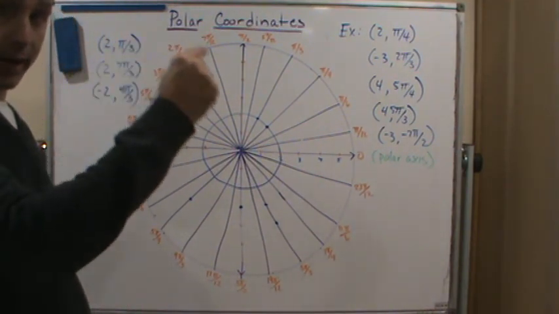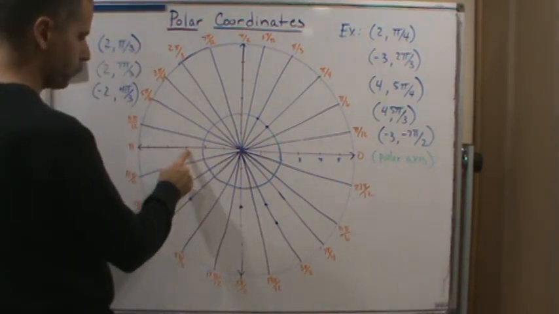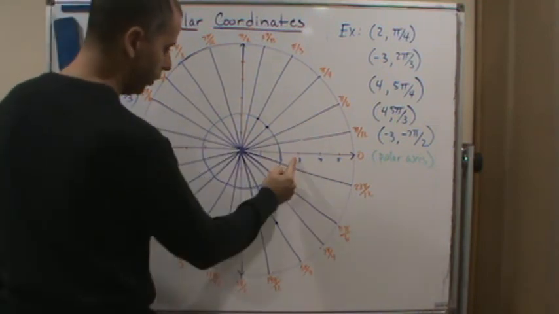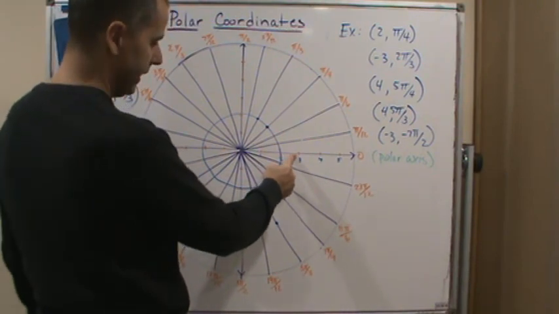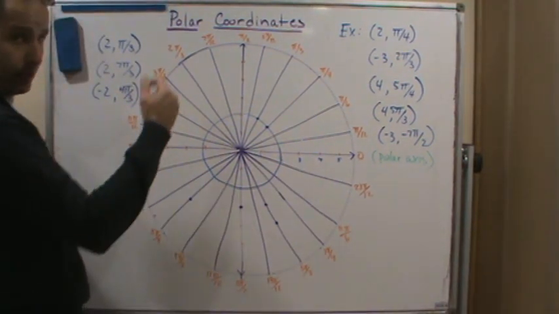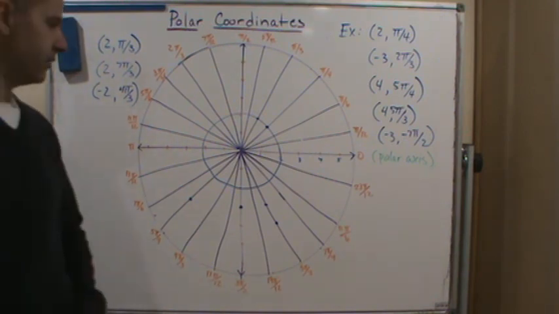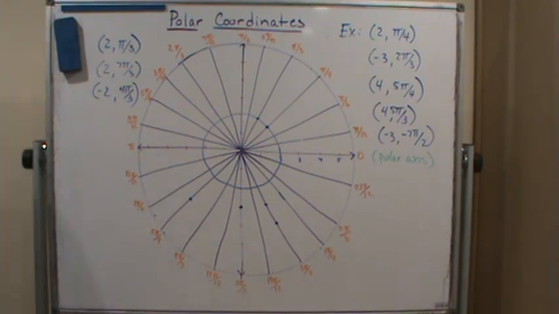3 pi is 1.5 revolutions, right? So if we start here at 3, we're going to go 1, 2, and then a half of pi is 90 degrees, and we get to the same place. So again, there's many different ways to think through these mentally. Okay? And that's it. So again, this is the way we use the polar system. Next, we're going to talk about polar curves. See you next time.